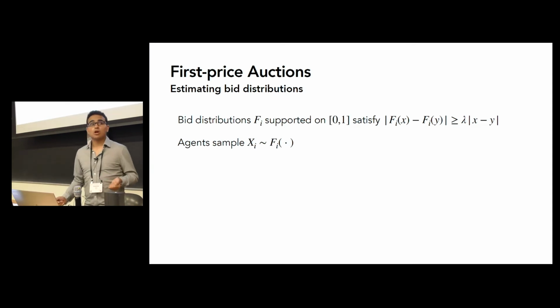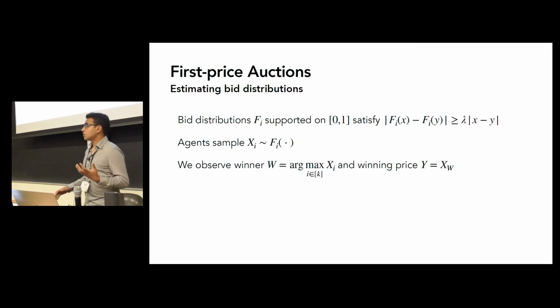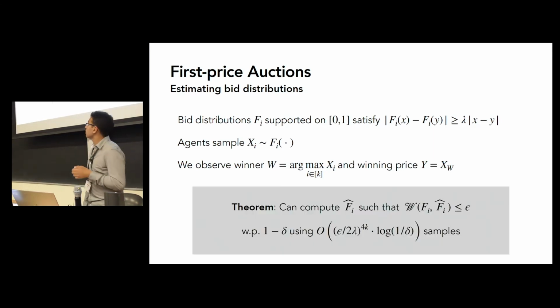Again, we assume at each repeated auction, every agent samples some bid from their own bid distribution and bids it. And what we observe are the winner of the auction, which is like the argmax of all of these bids, and what that bid was, which is just the max over all the bids. And the question is whether we can estimate the bid distributions from these observations. And so our first result is just that we can actually do this. If we're willing to pay an exponential in number of agents sample complexity, then we can estimate all of the bid distributions in Wasserstein distance, which is just some statistical notion of distance.